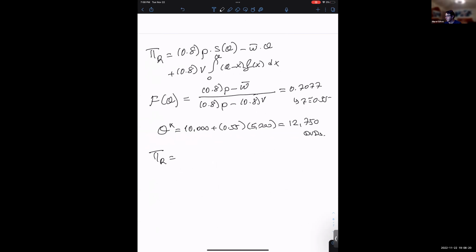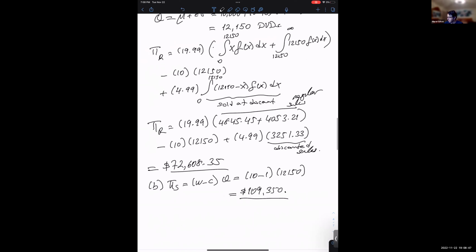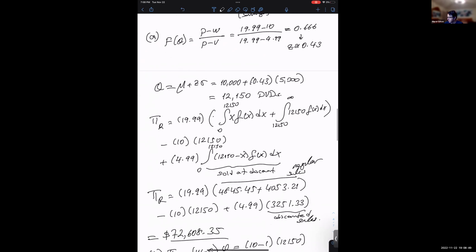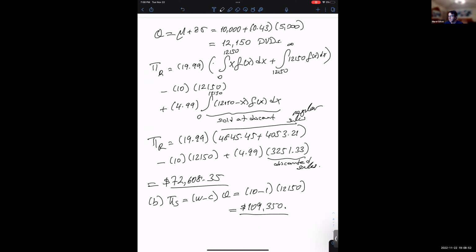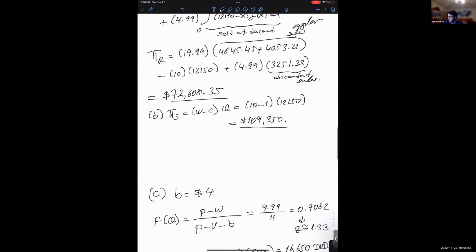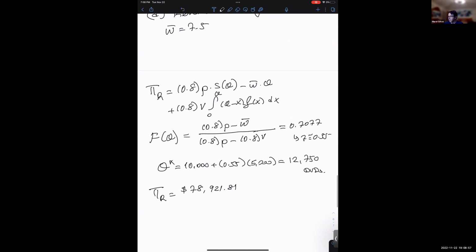Calculating the expected sales at this level when Q is 12,750, and then going through all those calculations, we will find $78,921.81. Now, is this better than the original contract? Let's go back. The original contract we make, here we go, 72,608. Here, they make 78,000.